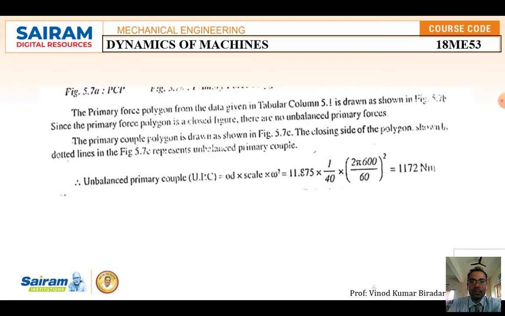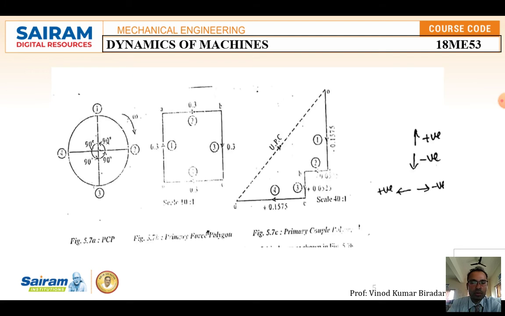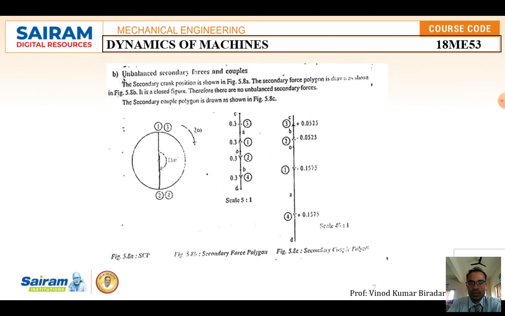So this is about the unbalanced primary couple, which you need to calculate as they are asking. The unbalanced primary couple is equal to 1172 Newton meter. So this is about the primary force polygon and couple polygon. Similarly, you have to calculate the unbalanced secondary force and secondary couple. You need to construct it like this.